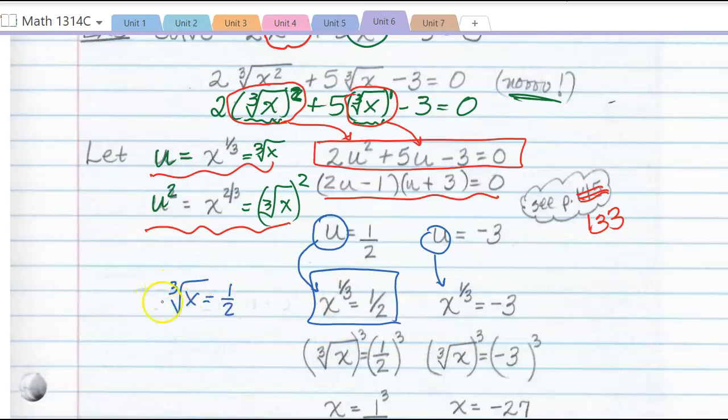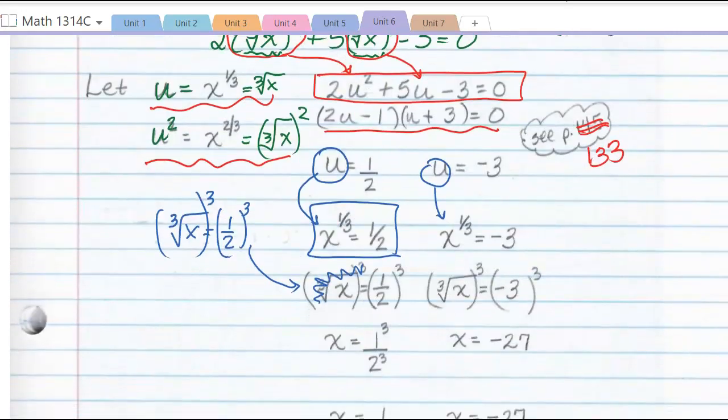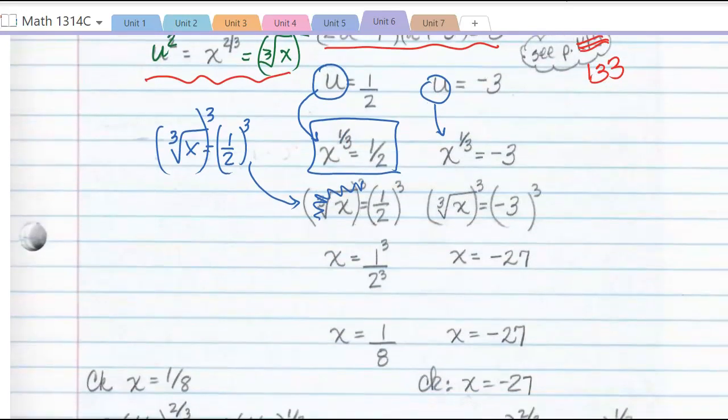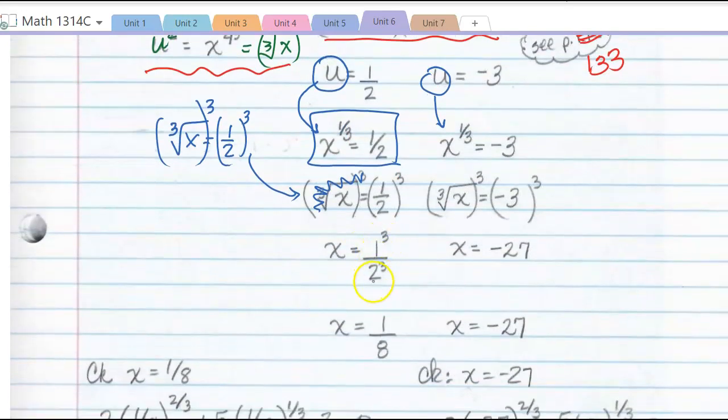To get rid of the cube root, I'm going to cube both sides, and that's what you see here. We know that the radical and the exponent cancel each other out, and that's how I get an x. And then remember, I have to cube everything, both what's in the numerator as well as what's in the denominator. And that's how we get 1 cubed over 2 cubed, and that's how we get x is equal to 1/8.